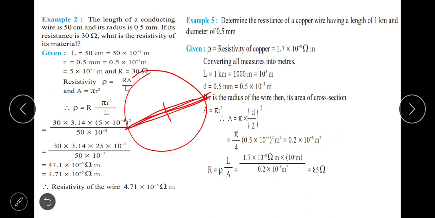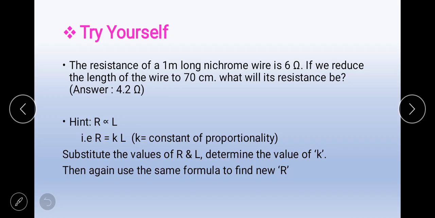Put all the values which you have calculated in the formula R is equal to rho L by A. Take pen and paper to calculate all the values. You will get it as 85 ohm. If there is any doubt in calculation, let me know in the comment section.